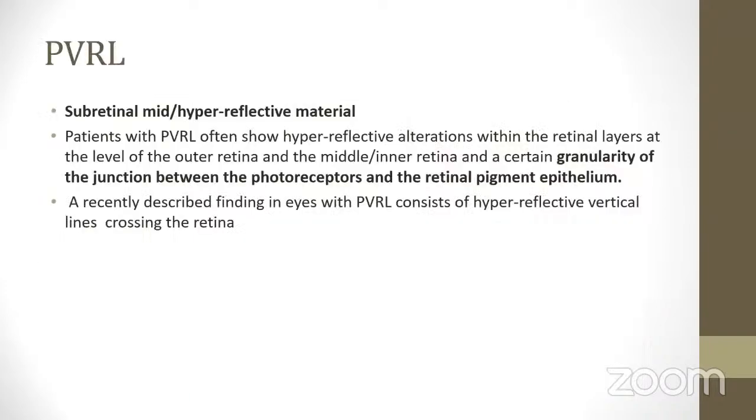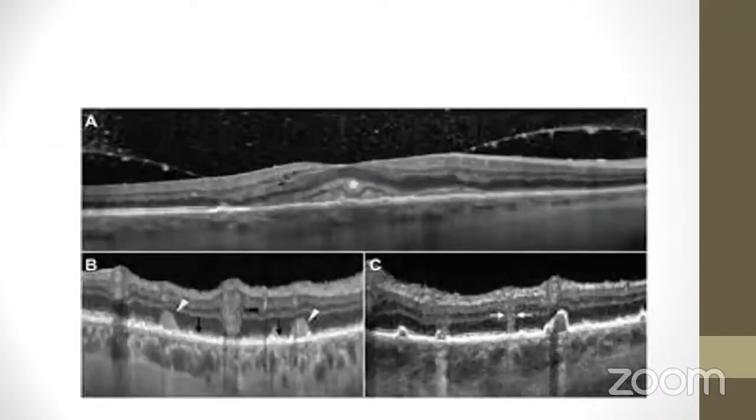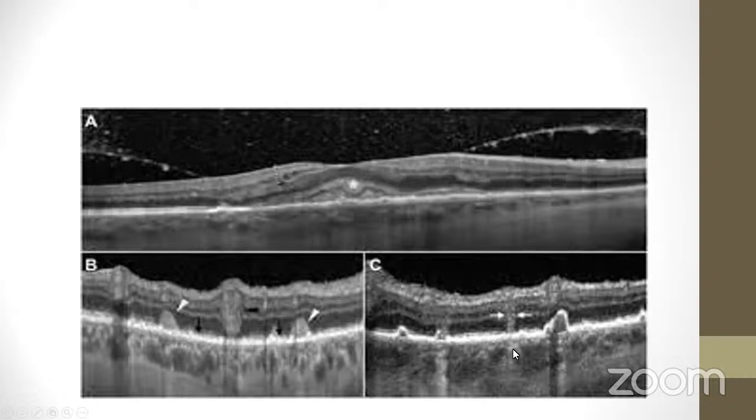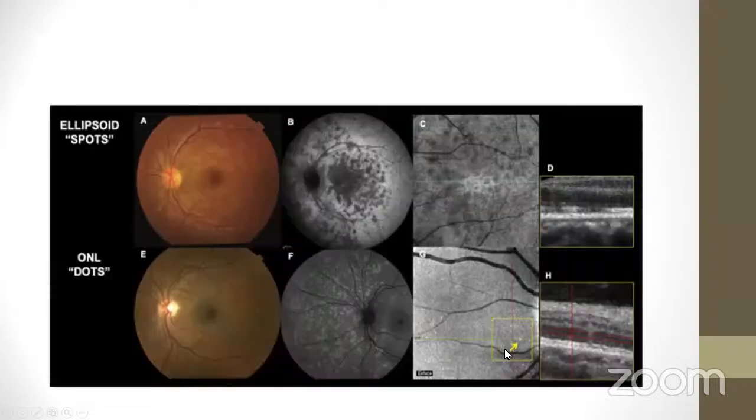Can you just go to the PVRL picture? In figure C, these things marked by this arrow, can you see them? These are very similar to what you were describing in the slide prior to this. So these are quite similar. Yes, sir. Go ahead, please.